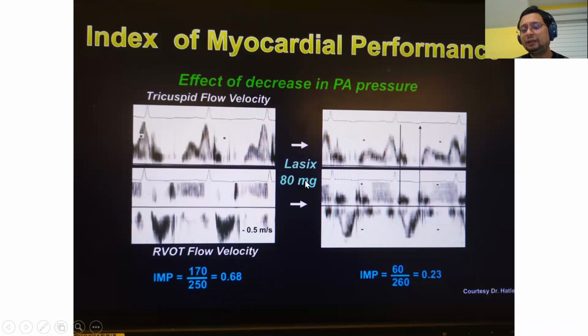However, if you give less 6, the pulmonary artery blood pressure might go down. The T index might go down, but that might just be artificial.